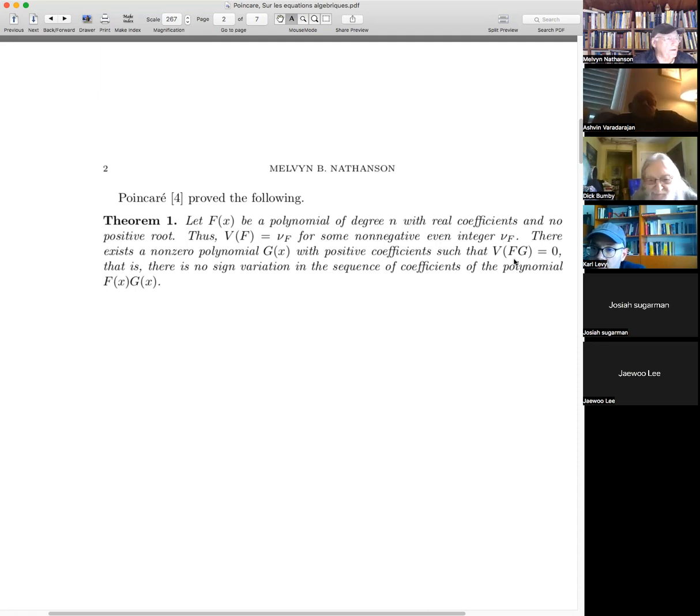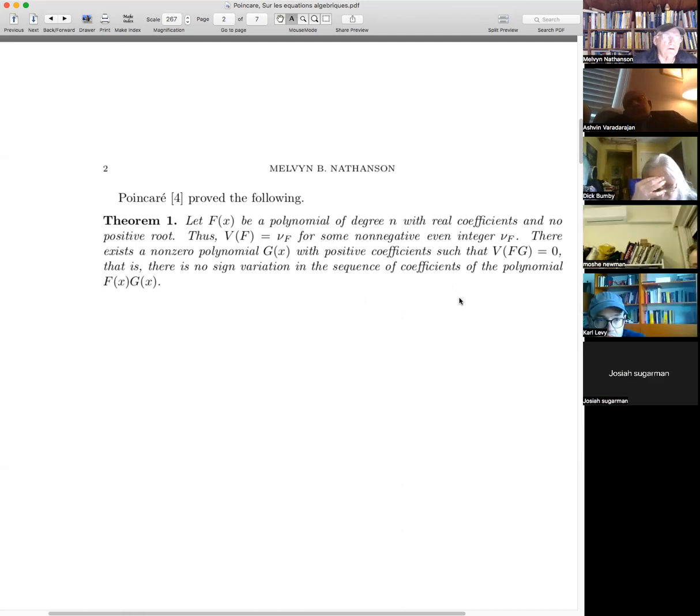I think if you have a polynomial and you don't know whether it has any positive roots or not, you look at Descartes' rule of signs, you get a non-negative even integer. If it's positive, all you know is you either have 0 roots or a positive number of roots, but you don't know that you have no roots. But somehow there exists a polynomial g such that when you multiply f times g, you get a polynomial, all of whose roots are positive, and so the number of variations is 0.